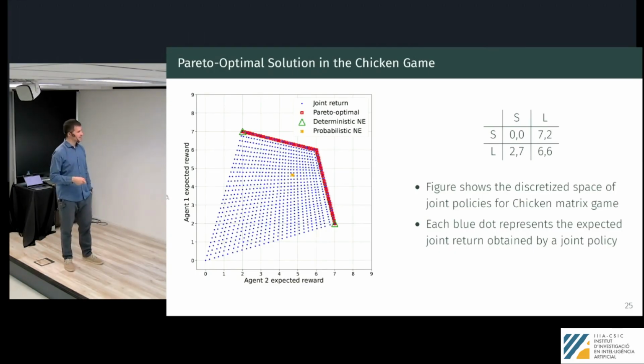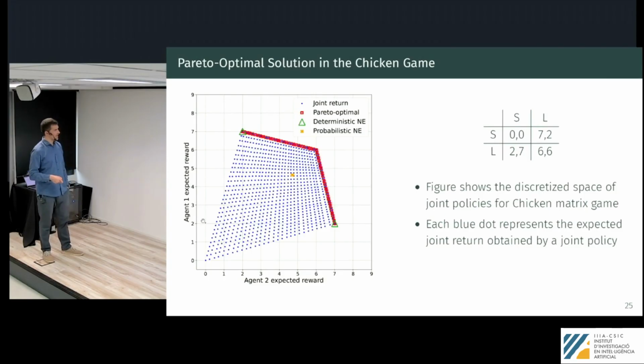What we're showing here is the interesting thing on the left. This shows agent 1 on the y-axis and agent 2 on the x-axis. These are the expected rewards they can achieve for all the different possible joint policies.